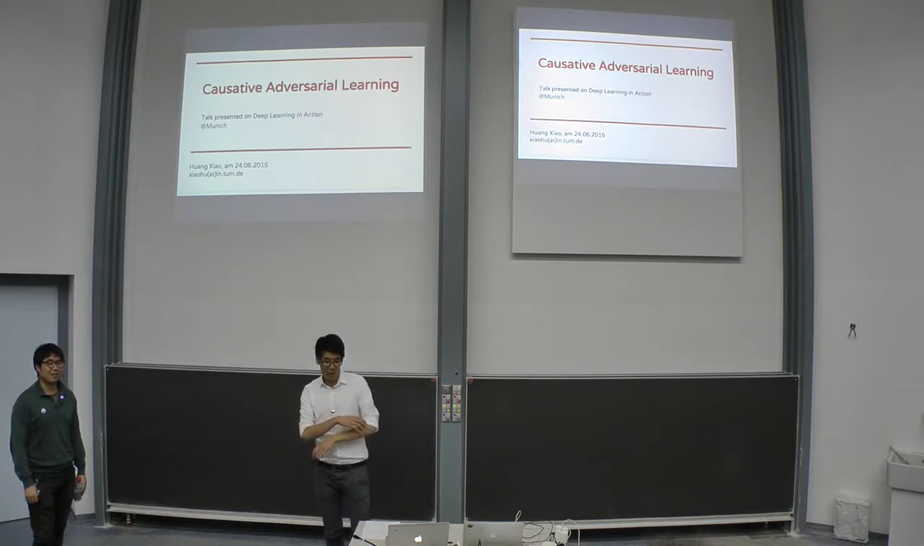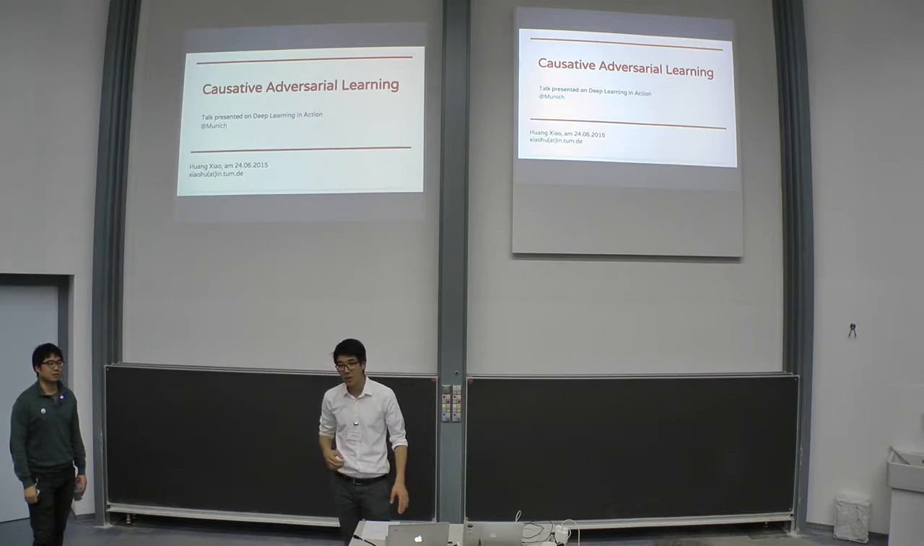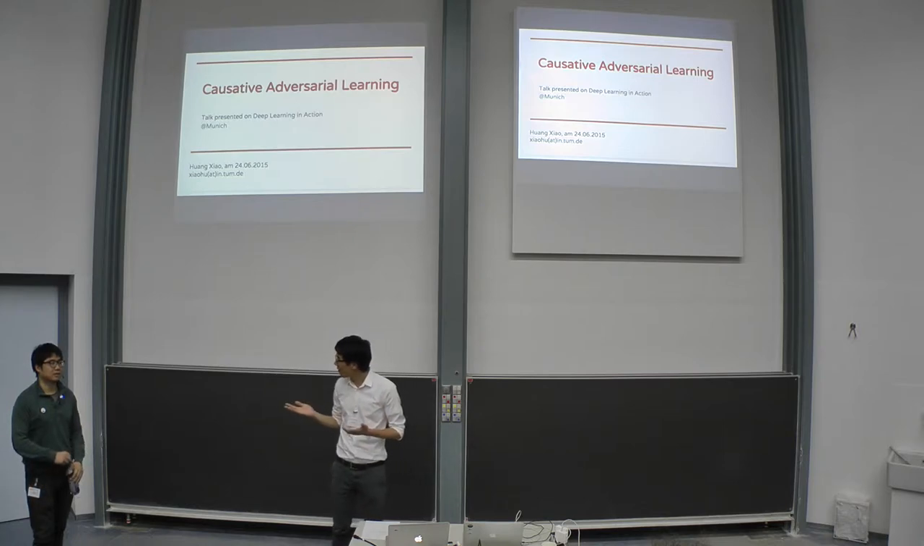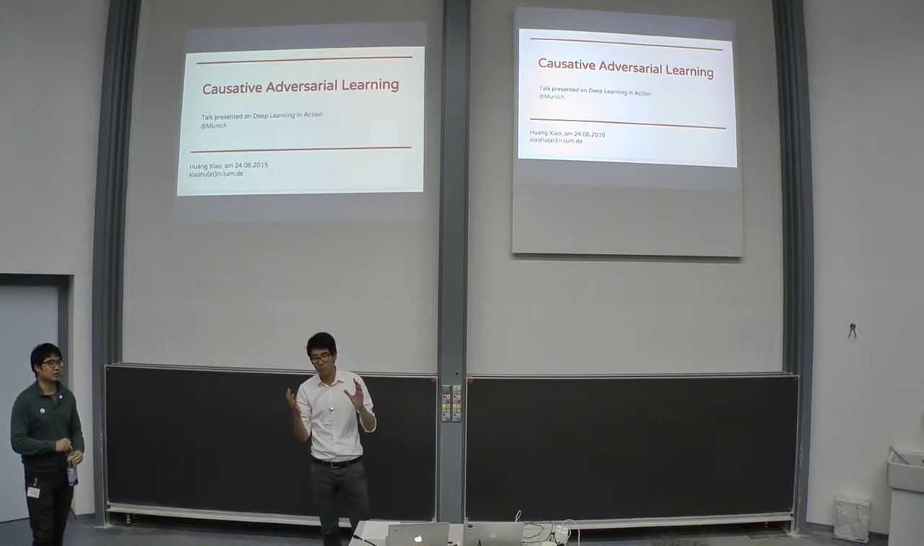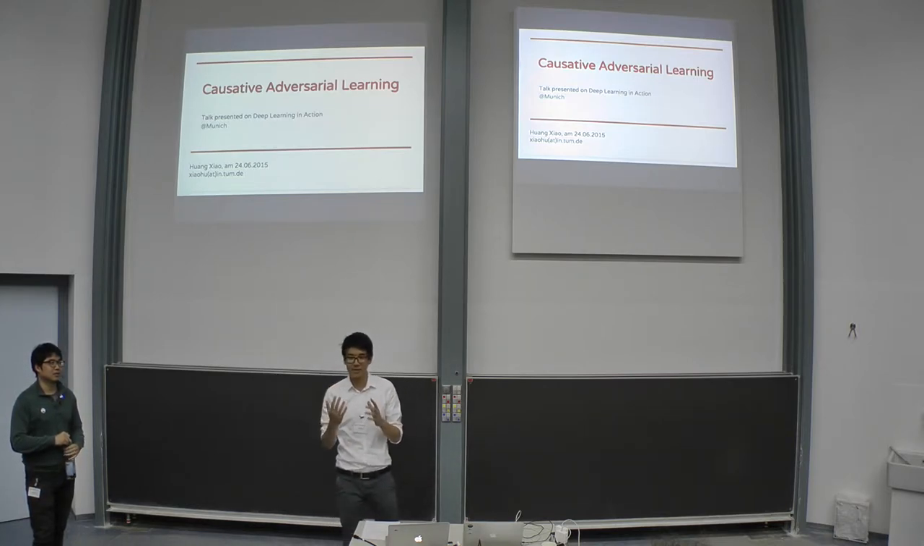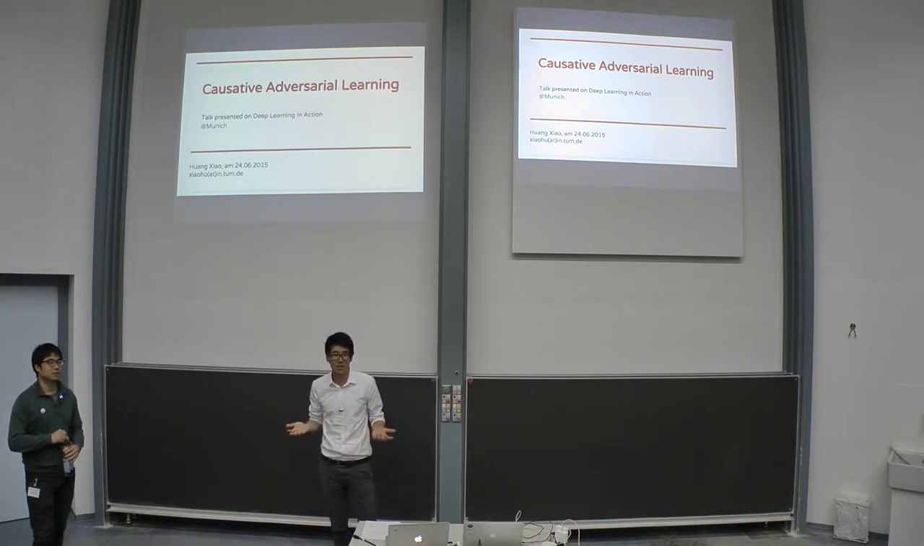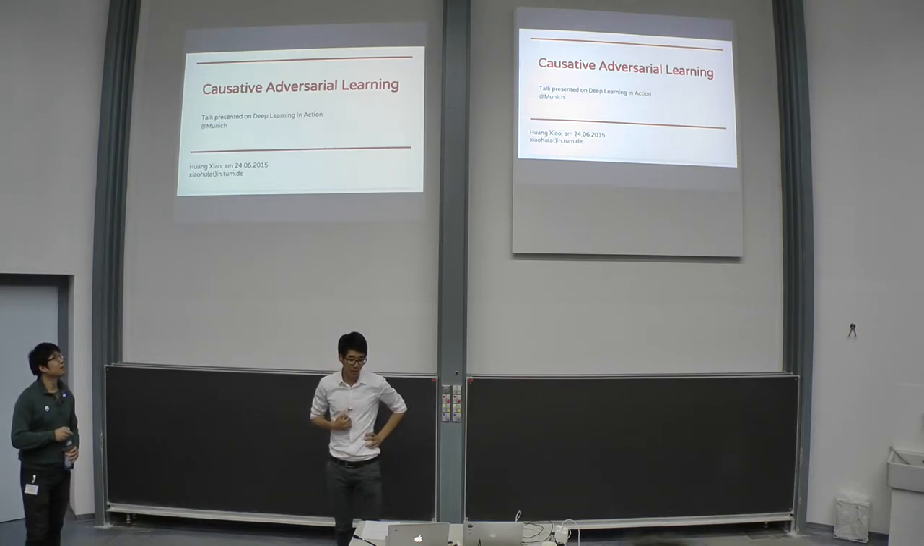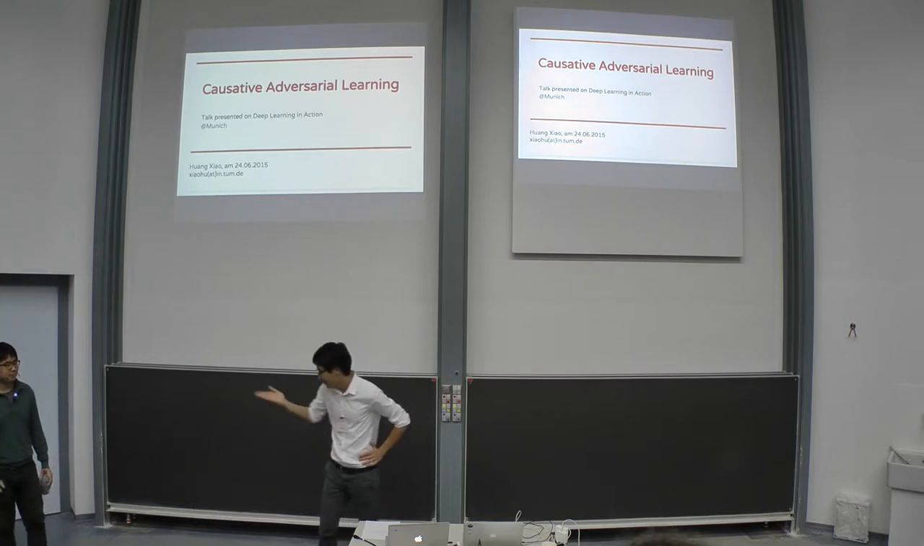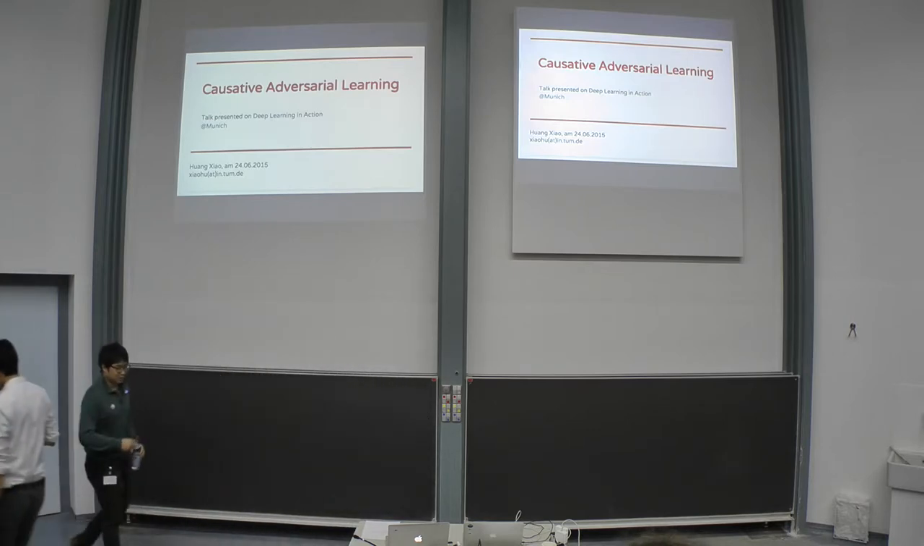And then he told me about adversarial machine learning, which is the study of how to trick machine learning algorithms into recognizing something which is not there. So I thought it's very interesting. I think it's a very recent research field, and I'm very excited to announce him to tell us something about causative adversarial learning. Huang. Okay. Well, thank you.